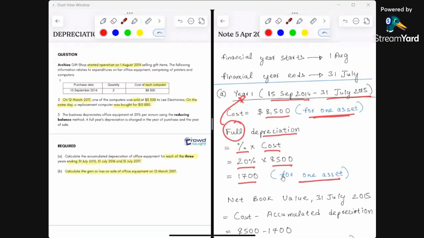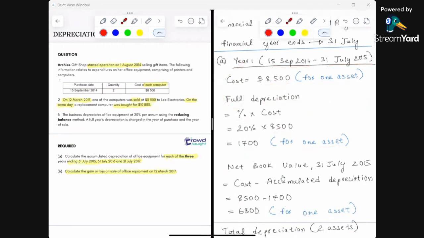Now, I always recommend you calculate the net book value at the end of the financial year every time you're using the reducing balance method. So the net book value at 31 July 2015, which is the end of the first year of usage, is simply the difference between the cost and the accumulated depreciation. The accumulated depreciation is also synonymous to total depreciation. Because we are in the first year of usage, the accumulated depreciation can only be the depreciation expense of $1,700, which we had derived for the first year, all right?